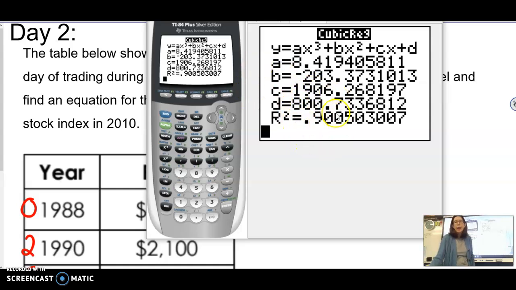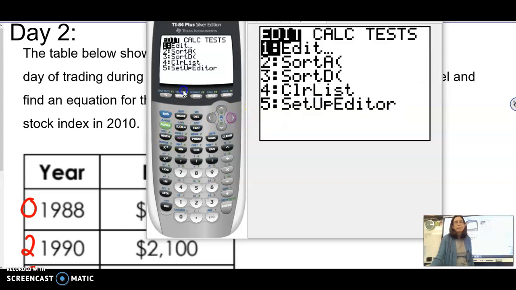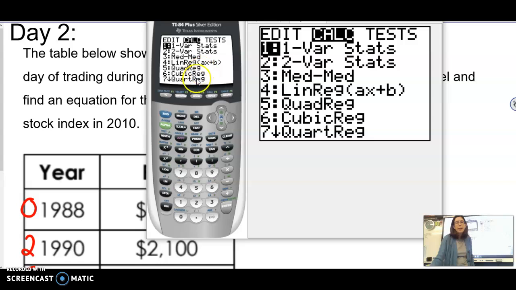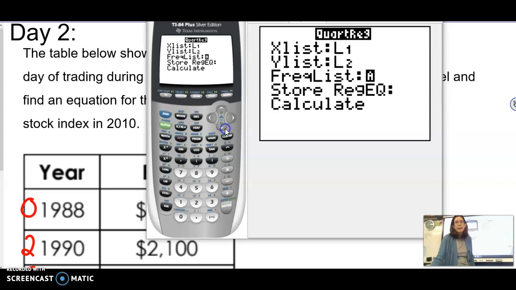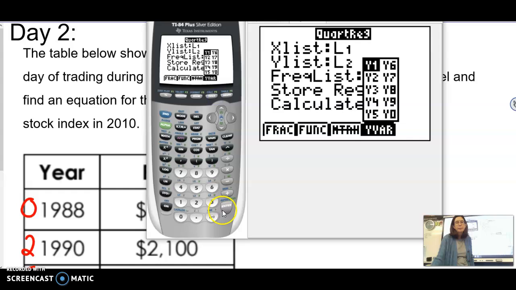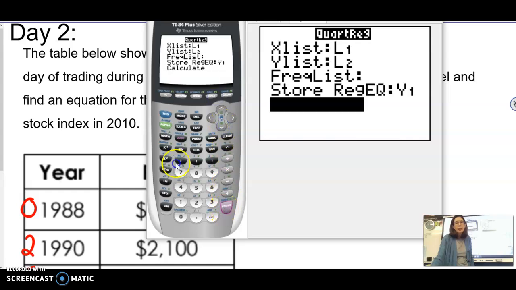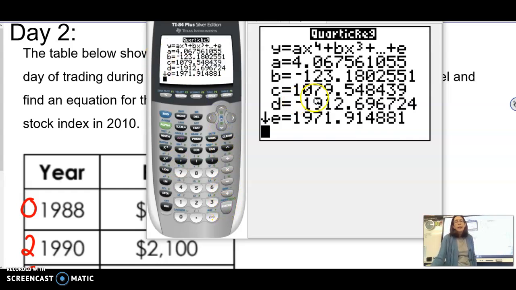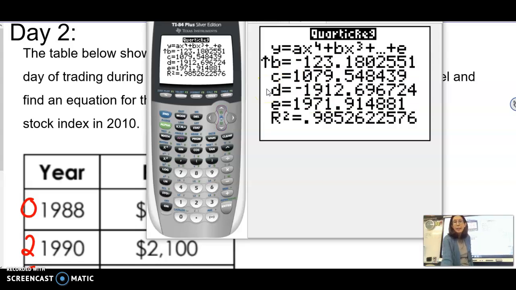So I'm going to go ahead and try it again with a quartic and see what I get. So stat, calculate, I'm going to do the same thing again, except this time I'm going to do number 7, quartic. Again, I'll store my equation in Y1, so alpha trace, and calculate. Don't hit enter or anything. If you just scroll up and down, you're able to see the values, and you can see that r² value is a lot better. So 0.985, we're getting really close to 1. So quartic is the best model.